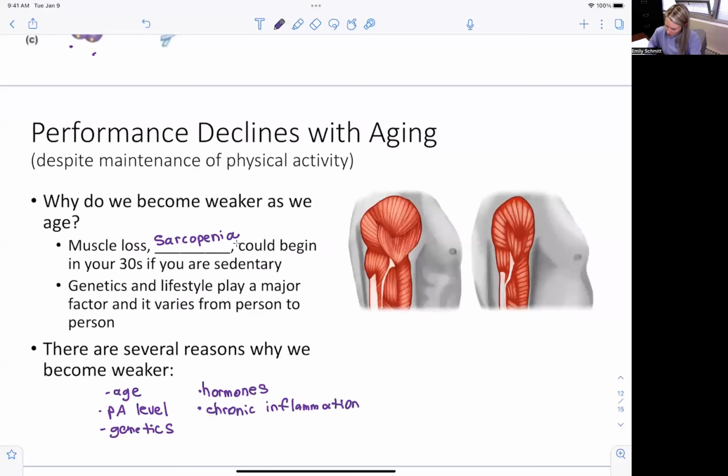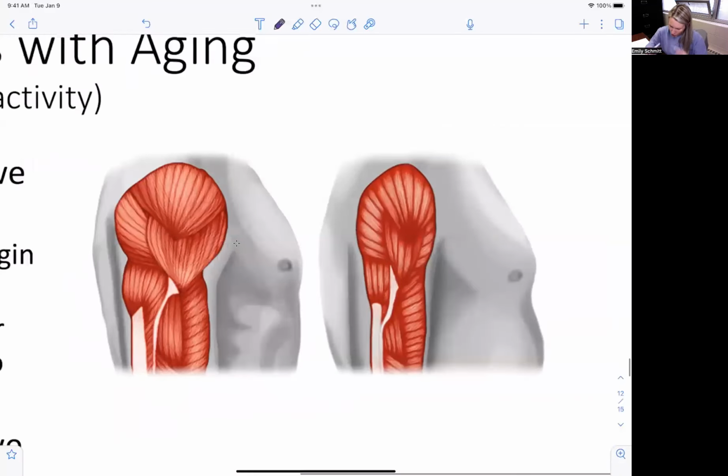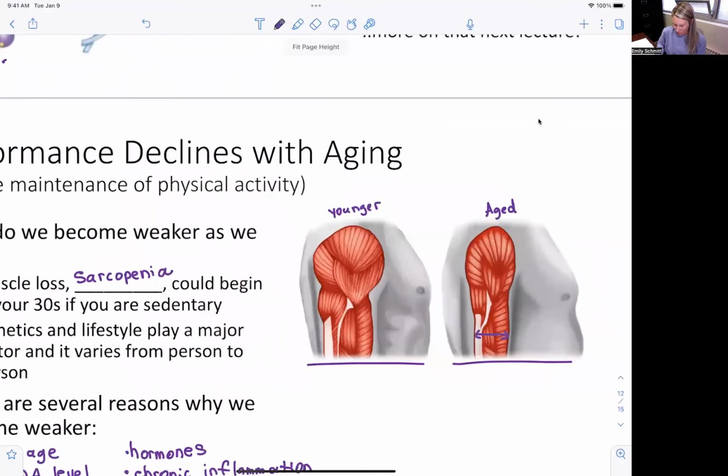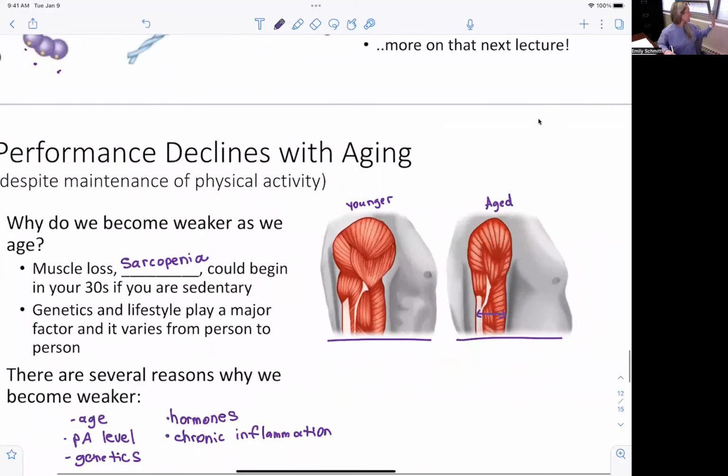And I think that this picture here really depicts what's going on with sarcopenia. The person's body is about the same size, but really what we're trying to show you here is the visual of how much smaller this muscle is in an aged individual versus a younger or a healthier individual. So I think that this visual really brings things home and shows muscle loss and sarcopenia.